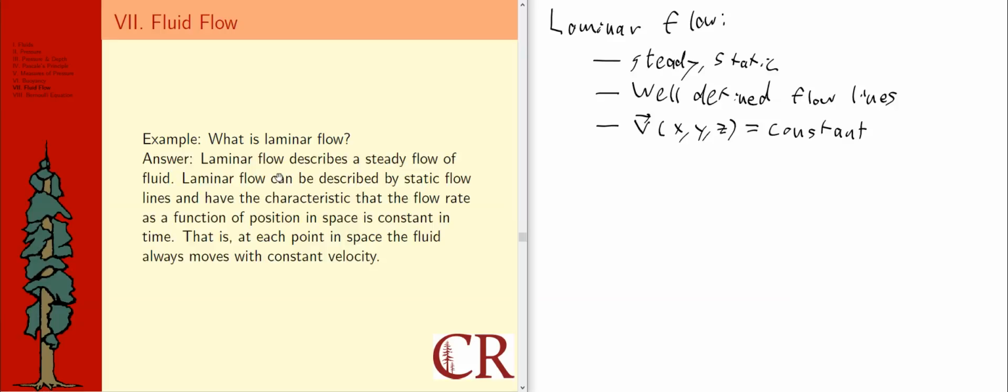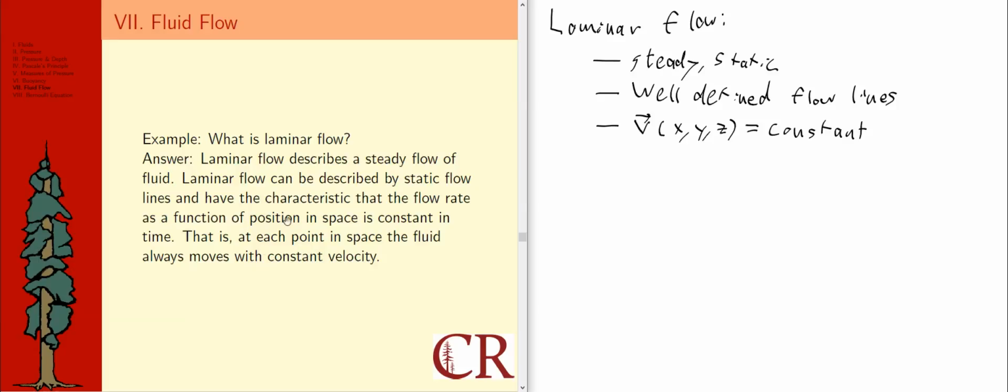Let's look at the answer here, which is not listed in a nice bulleted way, but I think it will say similar things. It says laminar flow describes a steady flow of fluid. Laminar flow can be described by static flow lines and have the characteristic that the flow rate as a function of position in space is constant in time. That is, at each point in space, the fluid always moves with constant velocity.